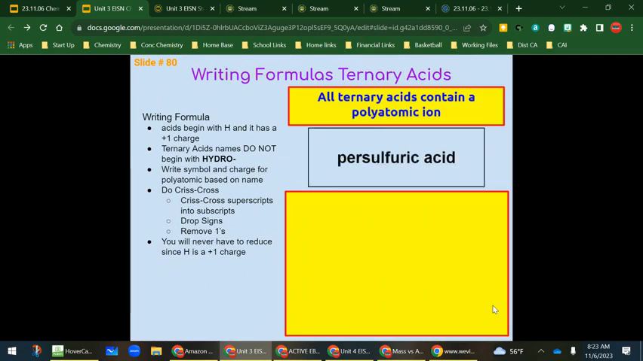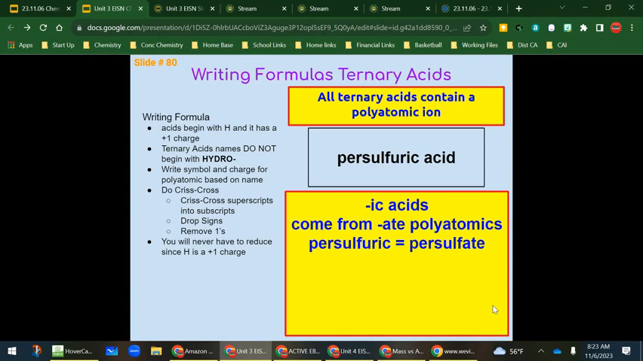Persulfuric. What's it come from? Persulfate. What is persulfate? SO5, -2 charge. Put it with hydrogen. H2SO5 aqueous. Acids are not that hard to name. The biggest mistake is people get a binary and a ternary acid confused. Questions?